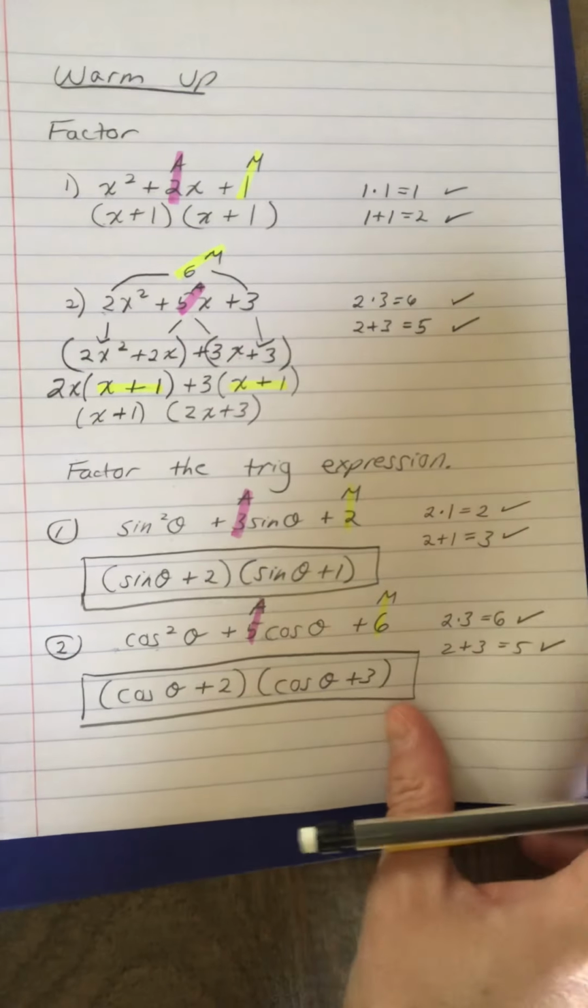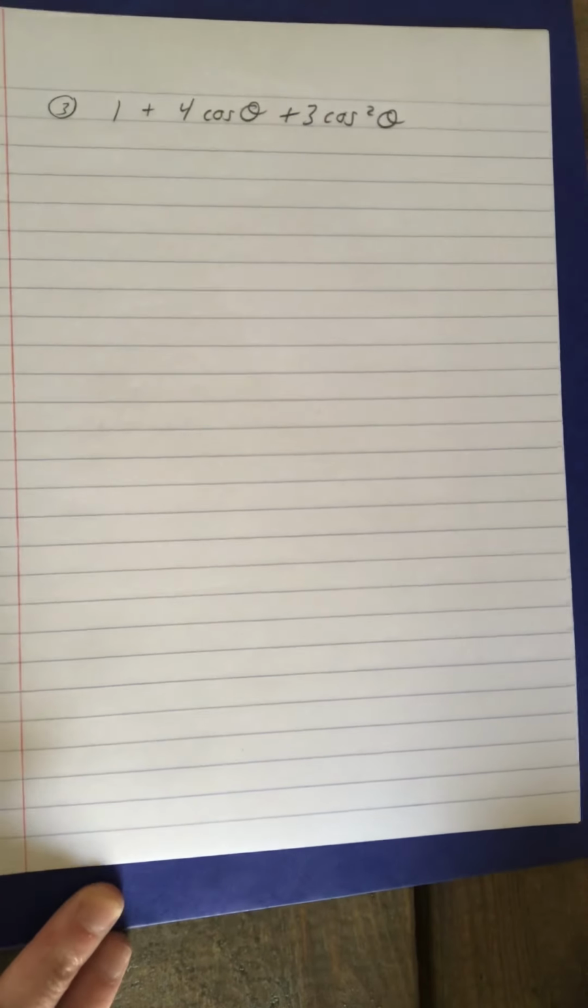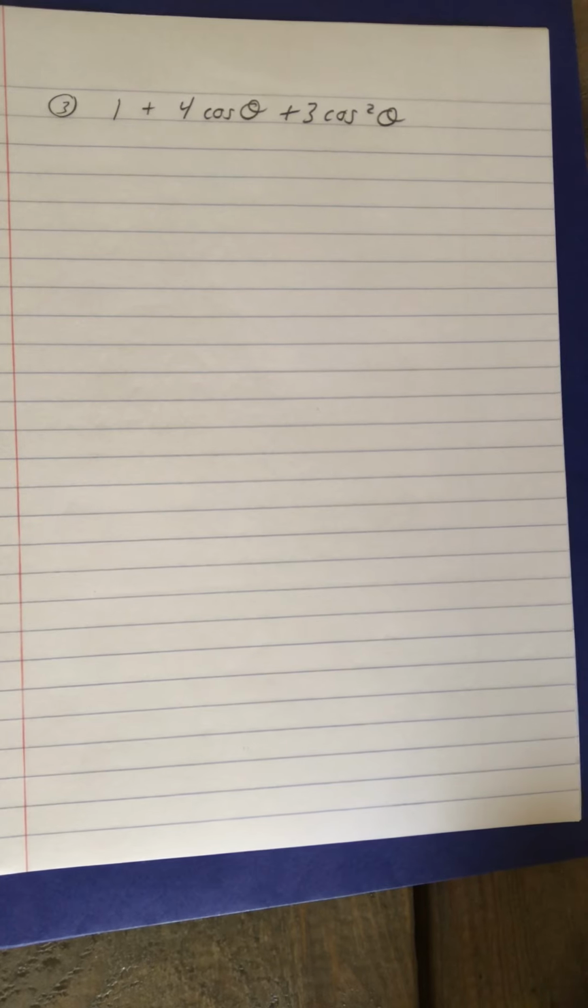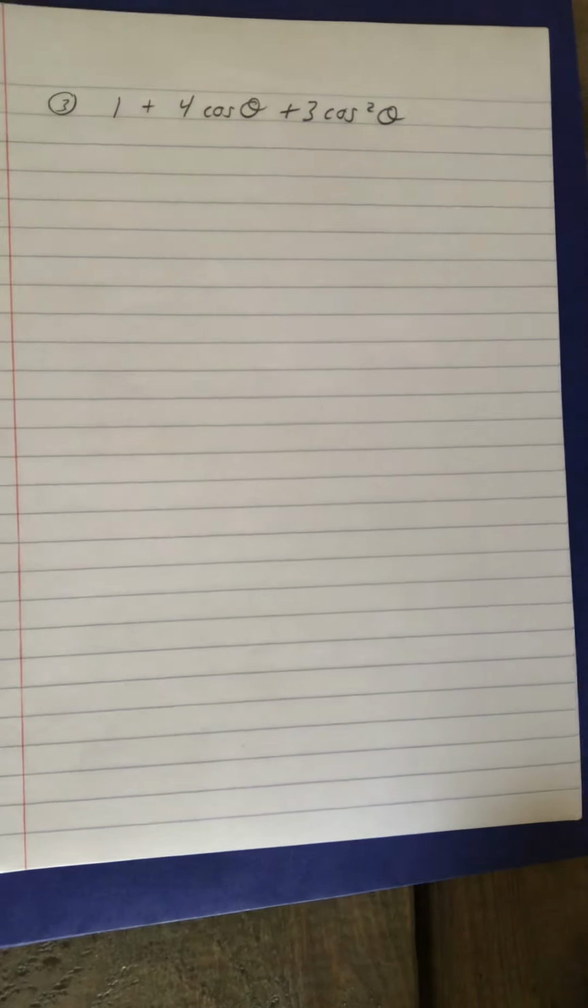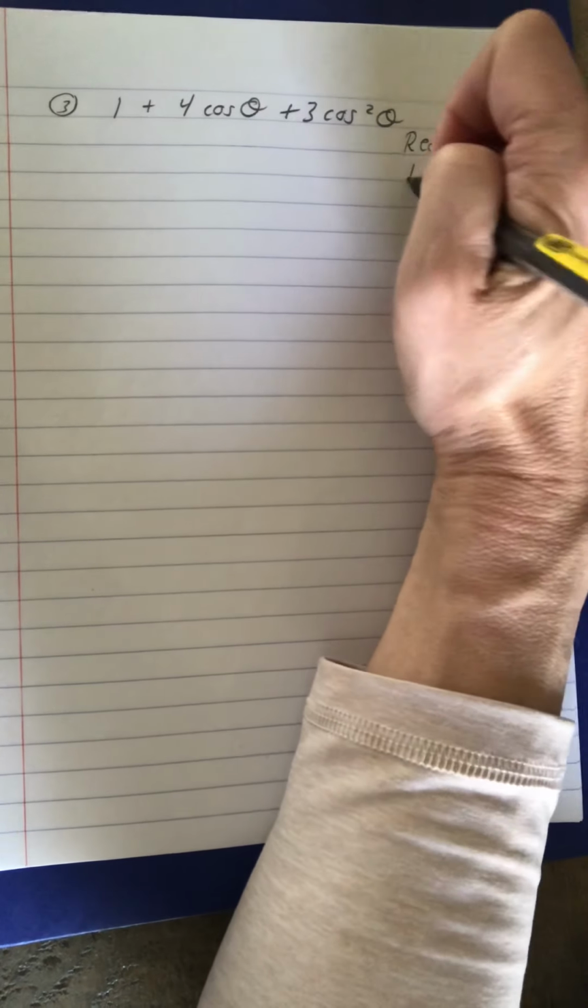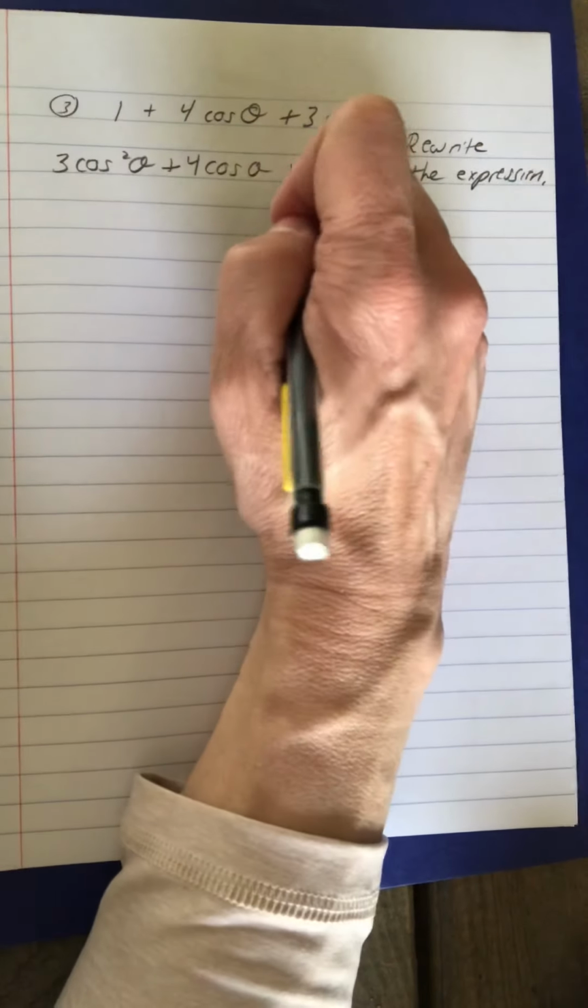All right? Now let's try some other problems. Let's do something slightly different. Let's take a look at an example like this. This will be example 3: 1 plus 4 cosine theta plus 3 cosine squared theta. You might not like the fact that the squared term is not first. If we want to have the squared term, then the regular cosine term, and then the constant, we're just going to rewrite it. I'm going to put that 3 cosine squared theta first, then my regular cosine term in the middle, and then my constant at the end.